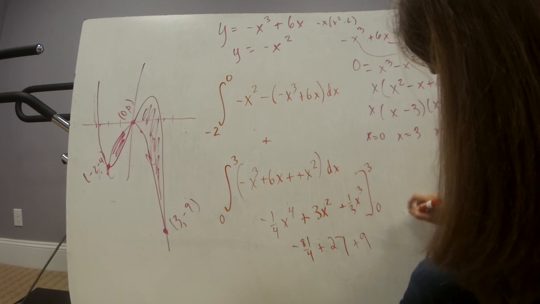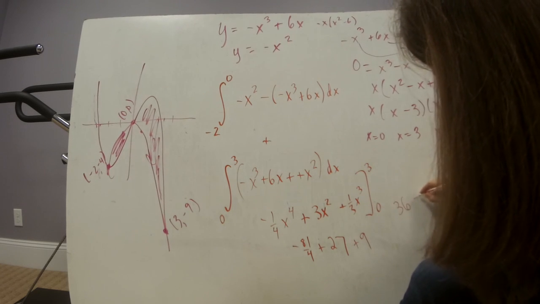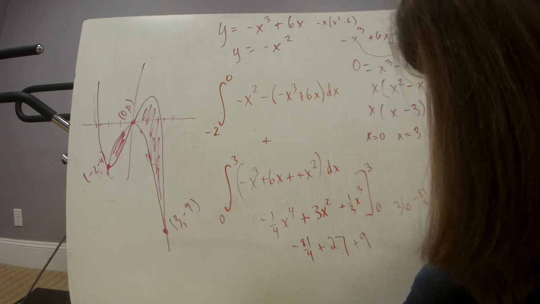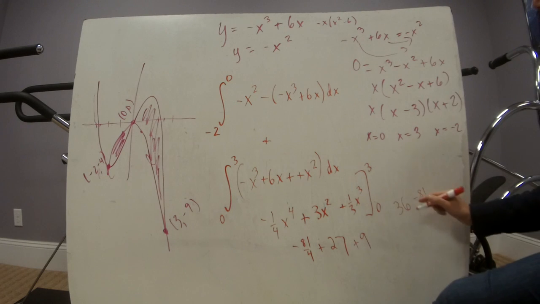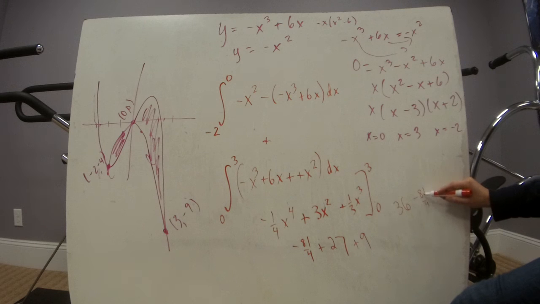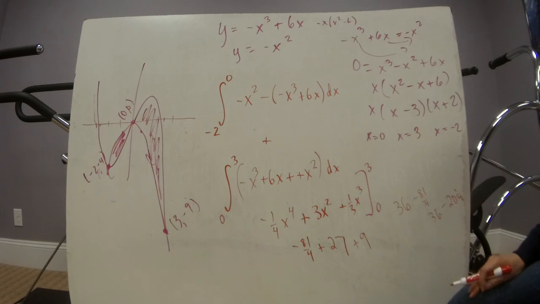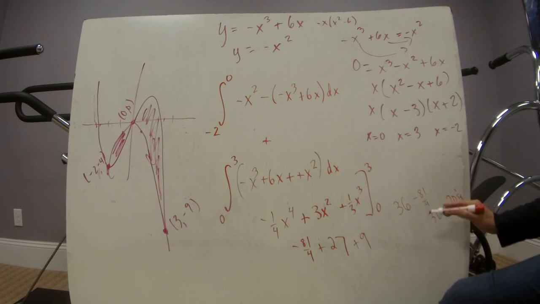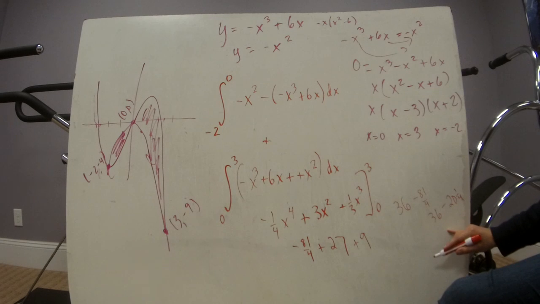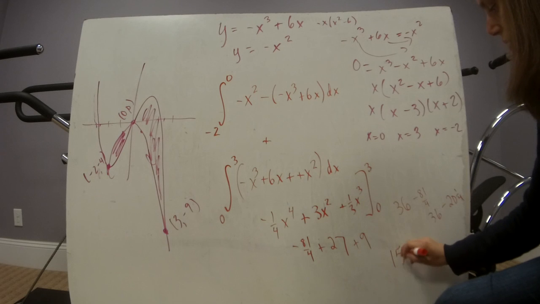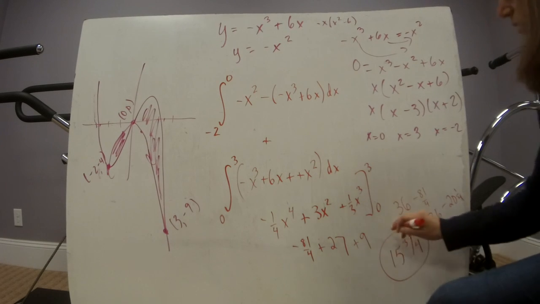So that's 36 minus 81 fourths. I mean, I could get a common denominator, but I know that 4 goes into 80 20 times, so this is 36 minus 20 and a fourth, and I think I'd rather do that. Because that's 16, 15 and 3/4. 15 and 3/4 is this part.